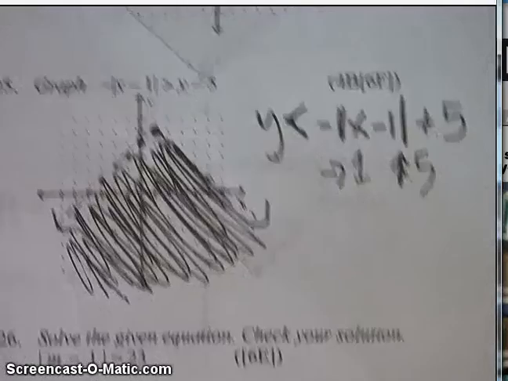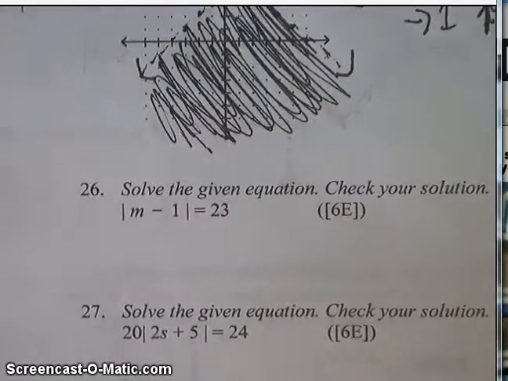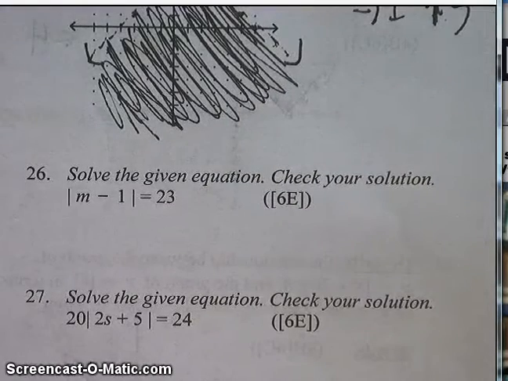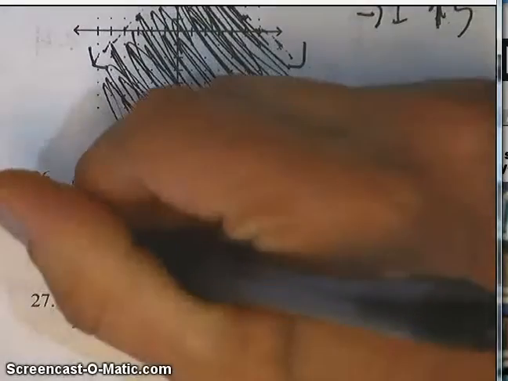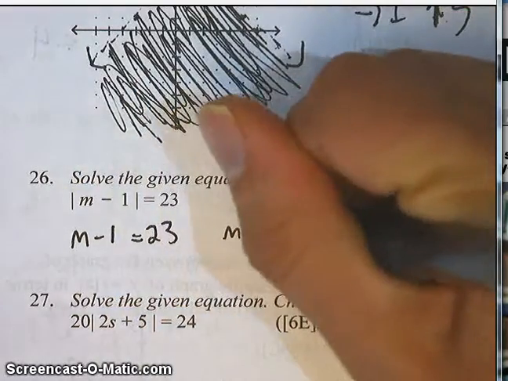Number 26. Solve the given equation. Check your solution. When you're solving these, the first question you need to ask yourself is, the absolute value bar, is there anything on the outside of that? The answer is no. If the answer is no, go ahead and split it into two equations. m minus 1 equals 23 and m minus 1 equals negative 23.